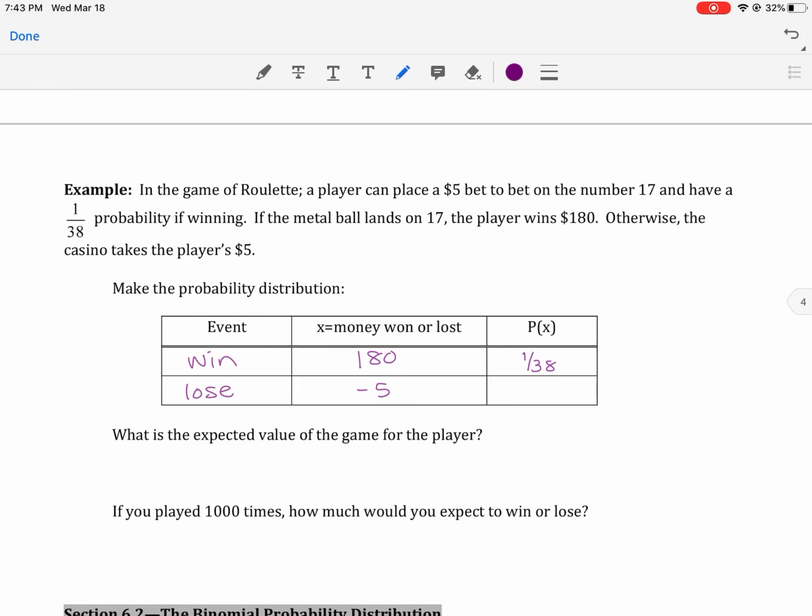If there's only 2 events, this other one is 1 minus 1/38. Whether you do that in your calculator, or you do a little simple math, 38 over 38 is equal to 1, minus 1 over 38. This one has a 37 out of 38 chance. Once again, you can then type that in your calculator to see what you end up with.